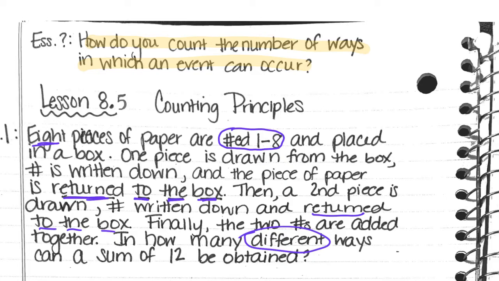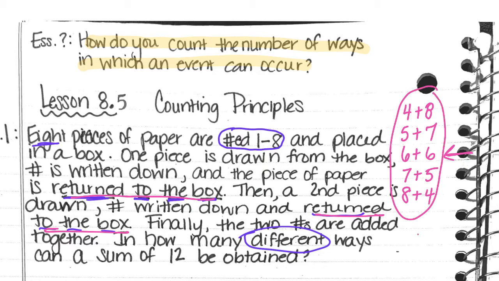So we have 1 through 8. I can't have 1 in anything. 2 and 10, 10's not there. 3 and 9, 9's not there. So let's start with 4. I know that 4 plus 8 can give me a sum of 12. I know 5 plus 7 can give me a sum of 12. 6 plus 6, we can have this one because they told us that they were returned to the box. So if it wasn't returned to the box, 6 plus 6 could not occur. And we can have these backwards because I could choose a 7 first and then a 5. And I could choose an 8 first and then a 4. So notice there are 5 different ways in which a sum of 12 can be obtained.